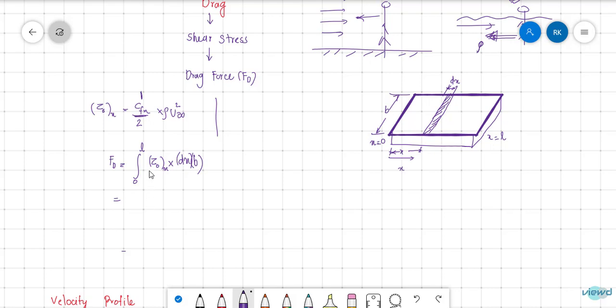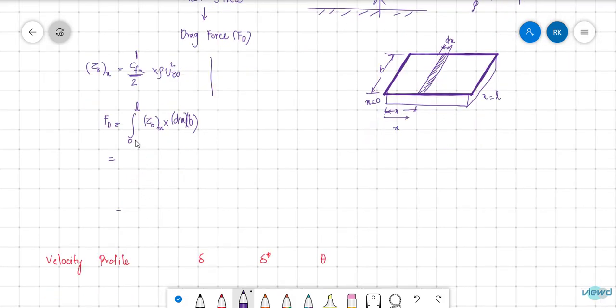Now what do we need to find? B comes outside. Integral 0 to L. Tau naught x is Cfx by 2 into rho u infinity square dx. So now rho u infinity square into B comes outside, by 2 also comes outside. Integral 0 to L Cfx dx. So this is what drag force is.